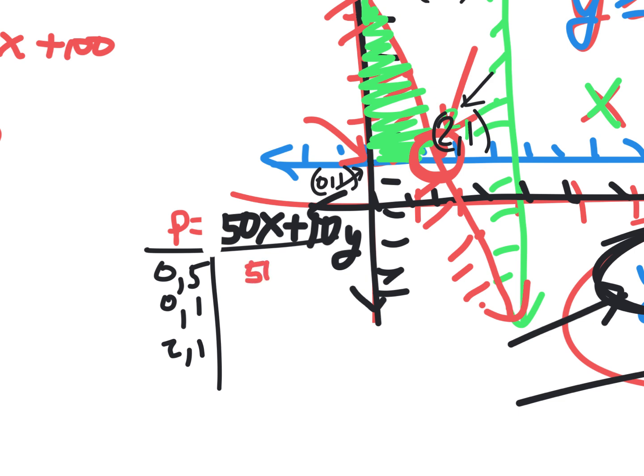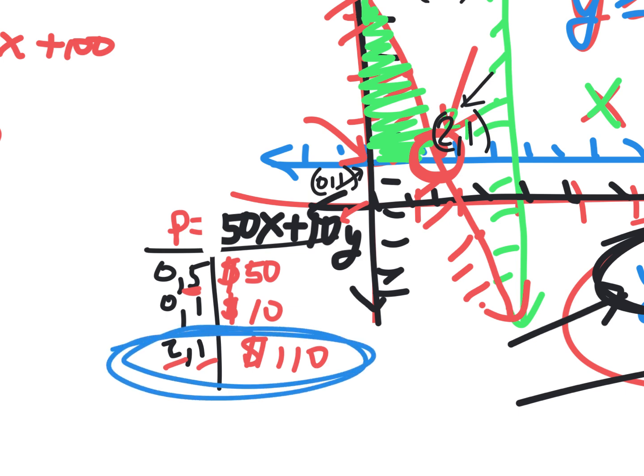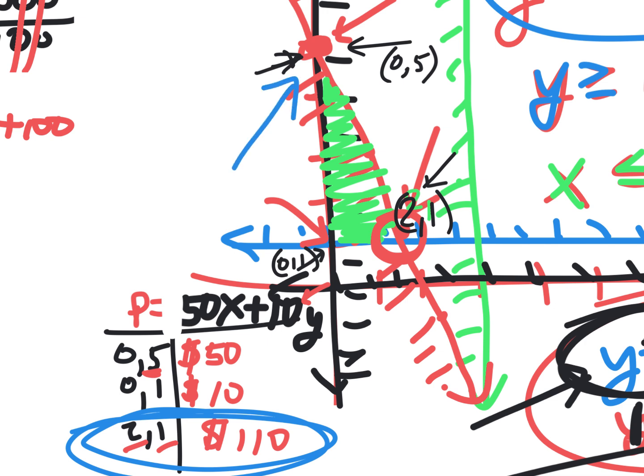This one would be worth $50 because it's the 5 here times the 10. And then this one would be worth $10. And then this last one would be 50 times the x, which is 2 in this case. 2 times the 50 is 100 plus 10, 110. All right, so 2 comma 1 wins. You might have thought that this was the furthest from the origin and therefore the most profit. It actually wasn't because the y's weren't giving us much profit.